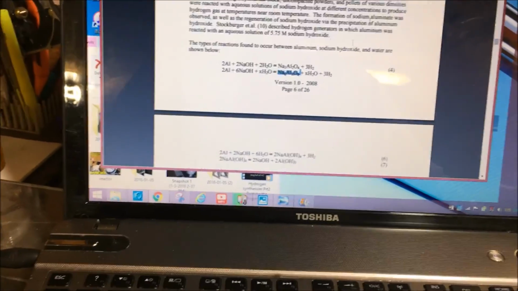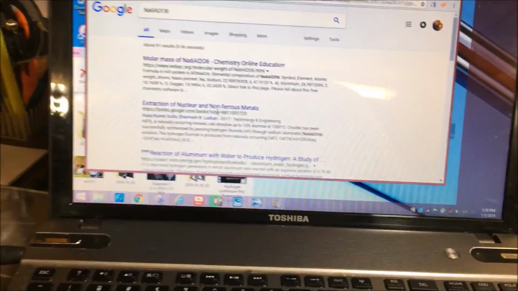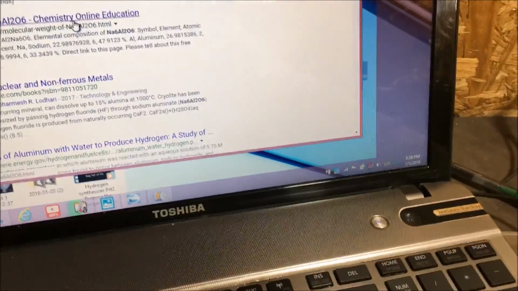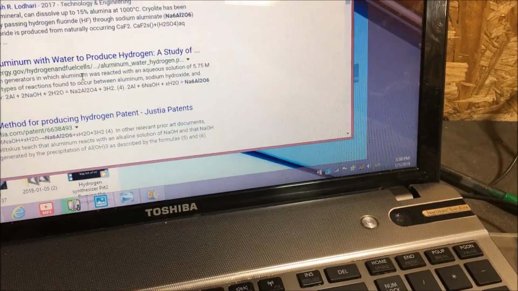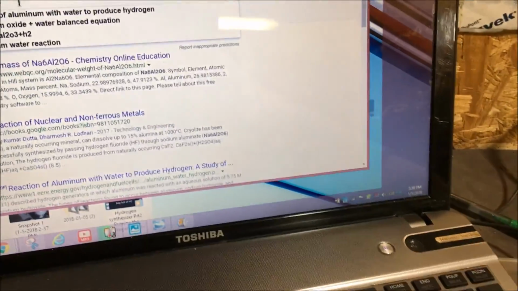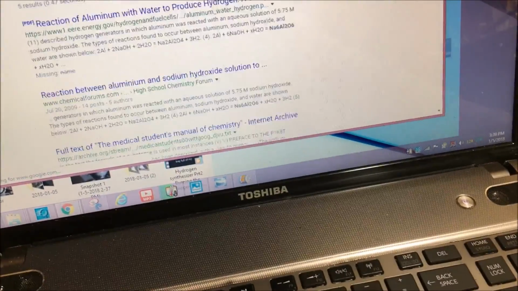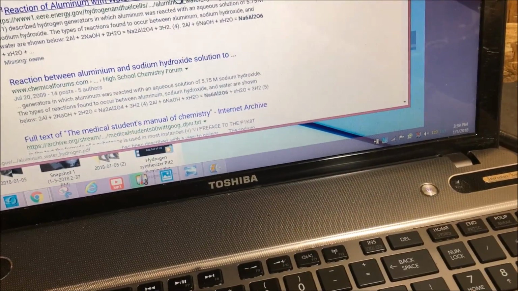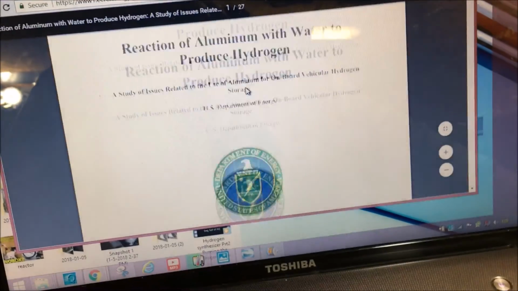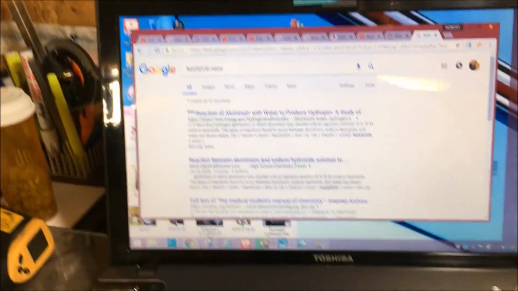Okay, it isn't giving me much information regarding the actual name. Yeah, damn it. So, it's sodium aluminate or something like that. It doesn't really matter. Either way, that's what's happening.